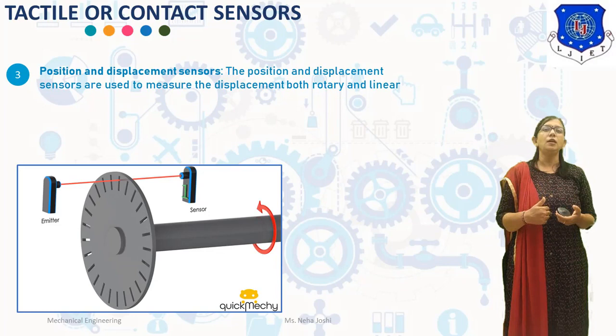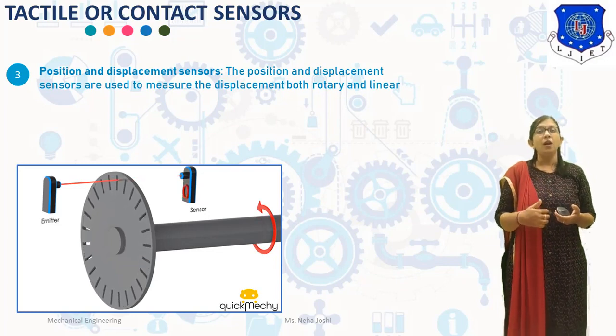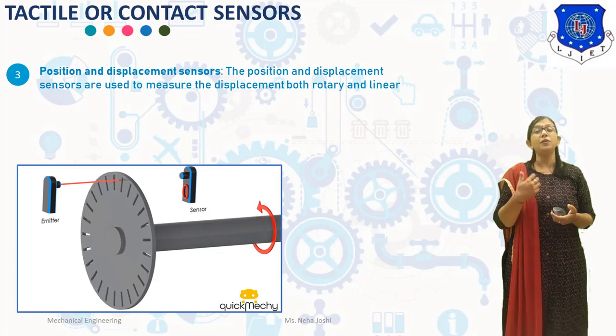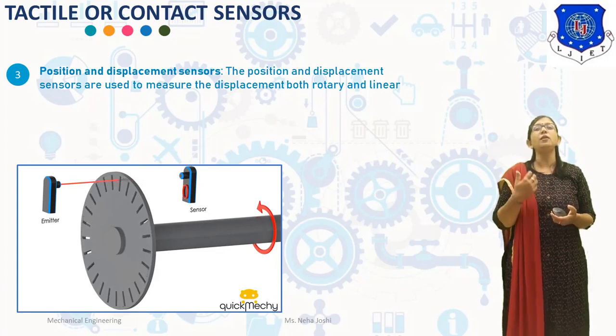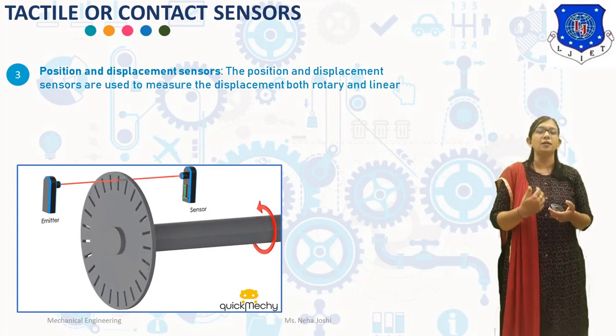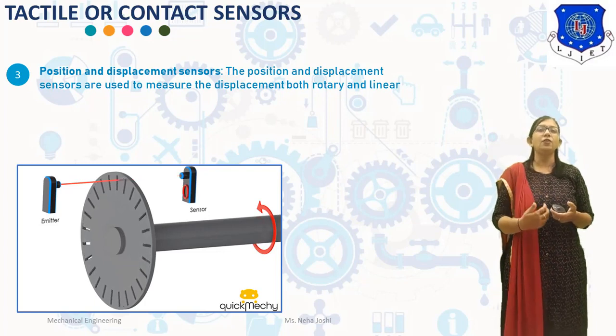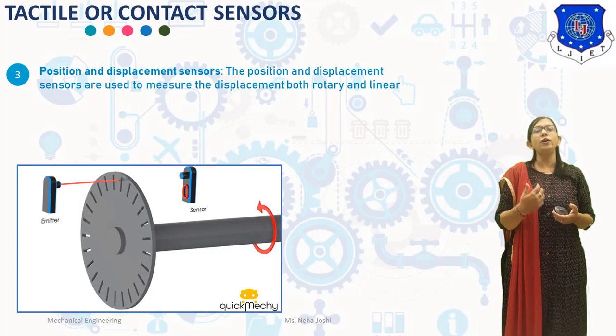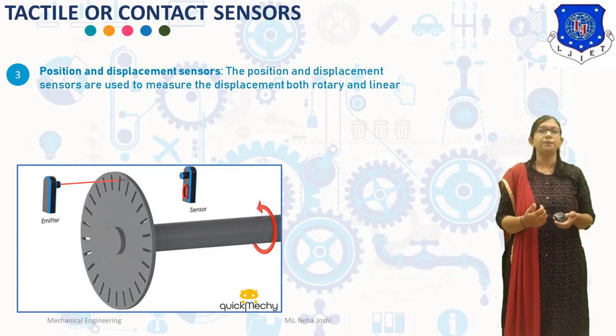Now, here you can see rotary encoder. A rotary encoder is a type of position sensor which is used for determining the angular position of a rotating shaft. It generates an electronic signal, either analog or digital, according to the rotational movement.